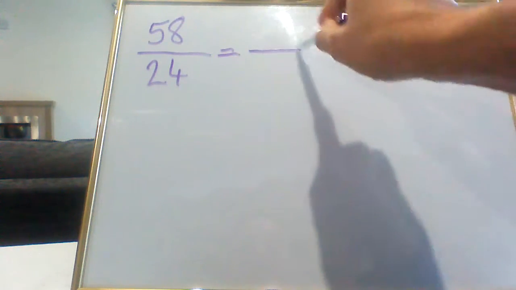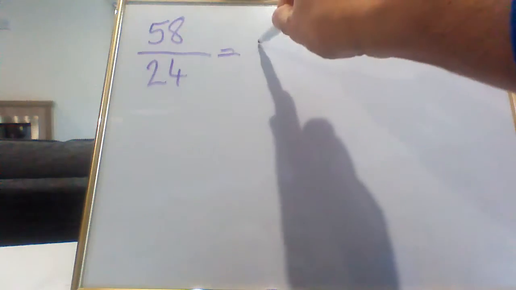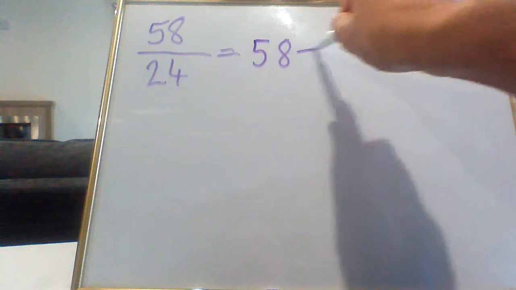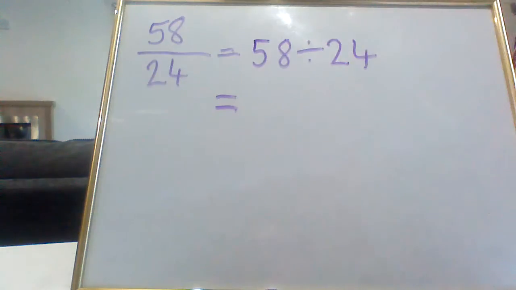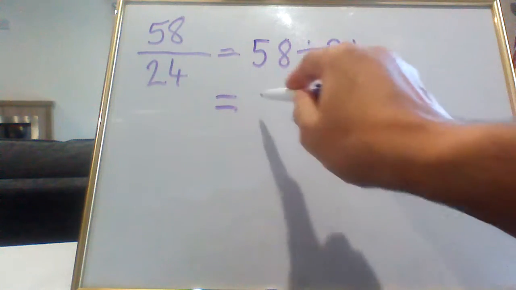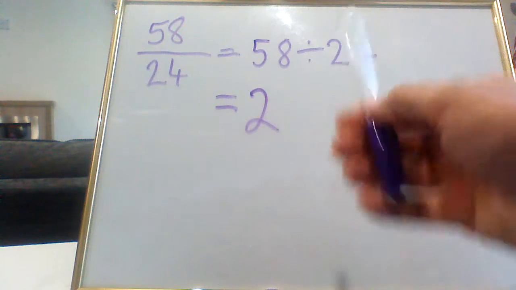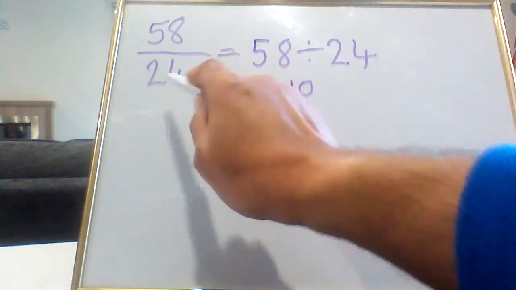Let's go for, what should we go? We'll do 58 over 24. So we're going to divide 58 divided by 24. Okay, so how many times does 24 go into 58? Well, it goes into 58 twice, 48. Okay, so how many are left over? 10. Remember, keep the same denominator.